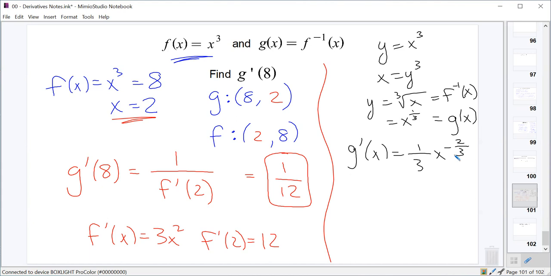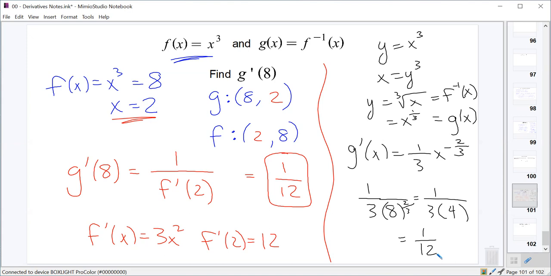And if we're looking for g prime of 8, this would be 1 over 3. Then we'll drop that x to the negative 2/3 into the denominator. It's an 8 to the positive 2/3. And we end up with 1 over 3 times 8 to the 2/3. And we can easily evaluate 8 to the 2/3. Just do the cube root part first and get the cube root of 8 is 2. Then square it to get 4. And we can see that we end up with the exact same value, 1/12, that we got using the inverse rule. So it's really up to you which way you want to do these.